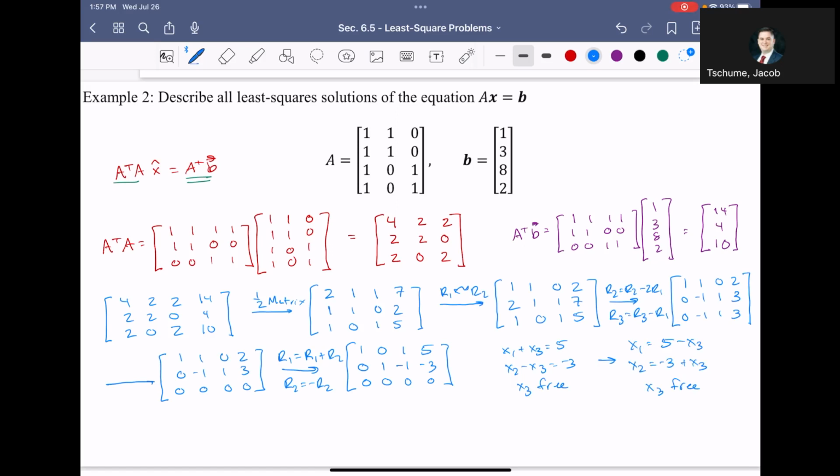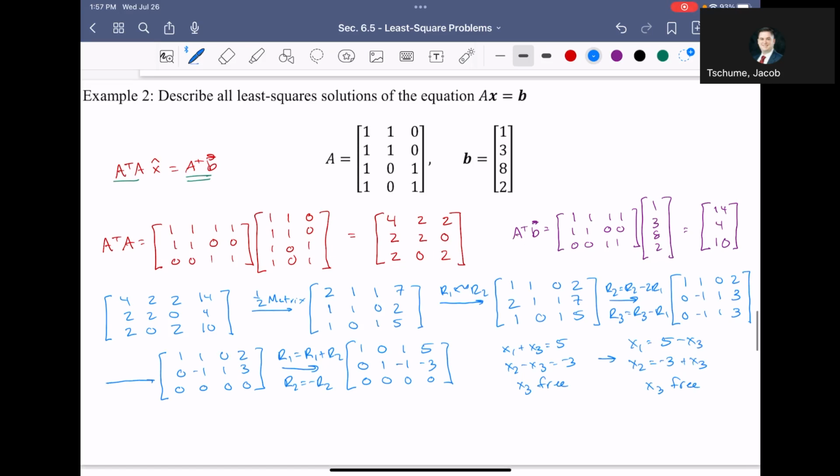So remember, we're describing every solution, so it makes sense that we're going to have infinitely many solutions here. So our vector x hat can be described as the coefficient vector, which we found to be 5, negative 3, 0. And then we add to that the free variable vector with x3, and based on your coefficients, that should be negative 1, 1, 1. And this is the description of every single least square solution that exists. And so there are infinitely many of them.